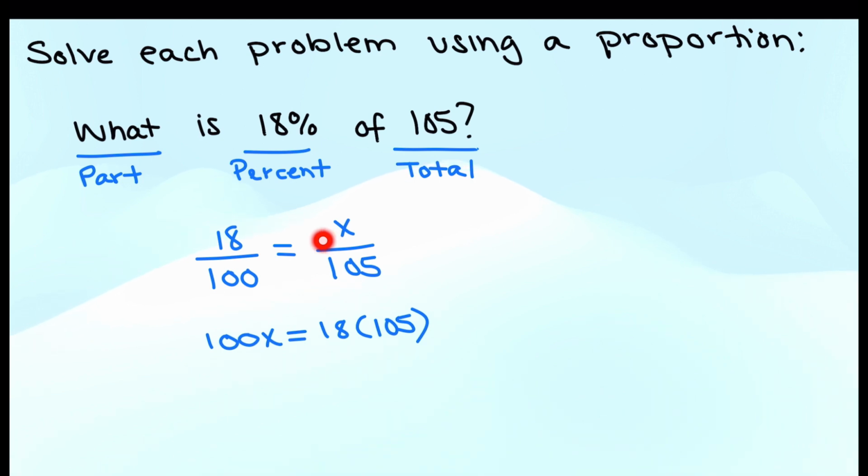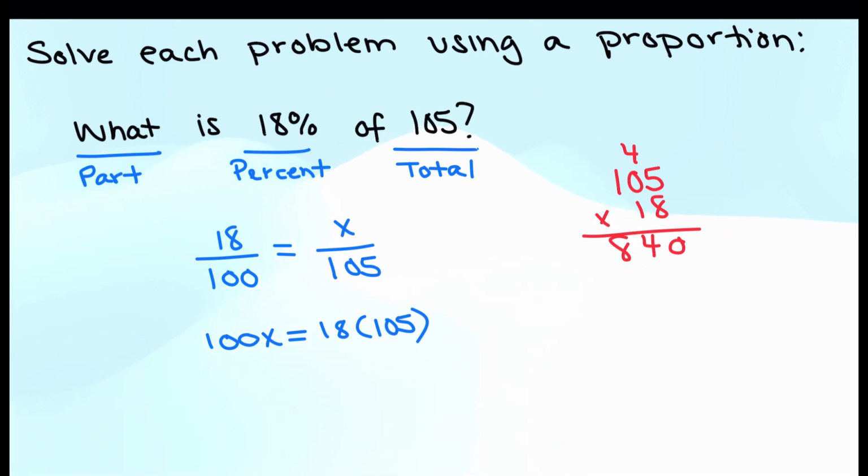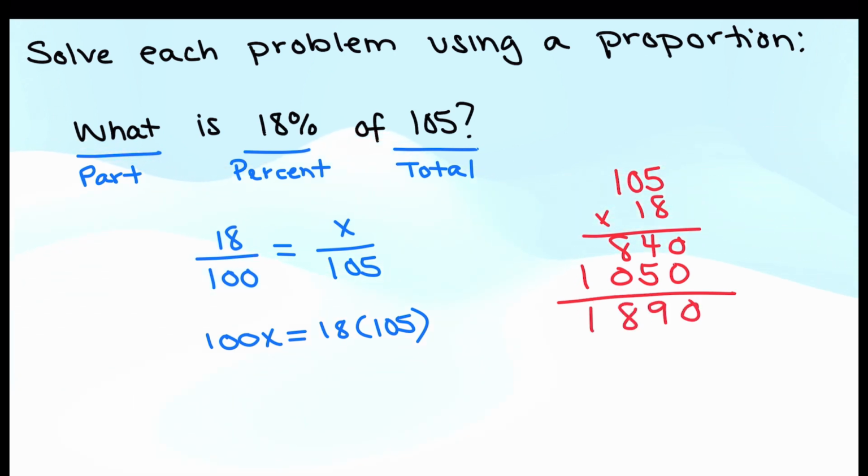100 times x has to equal 18 times 105. I can take 18 times 105. 8 times 5 is 40, carry the 4. 8 times 0 is 0 plus 4. 8 times 1 is 8. I put a 0 in. 1 times 5 is 5. 1 times 0 is 0. 1 times 1 is 1. Add those together and I get 1890. So 100x equals 1890.